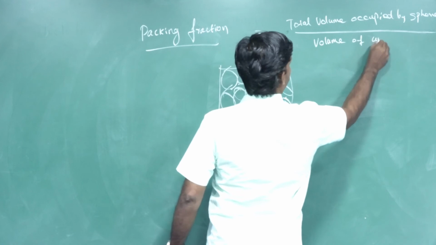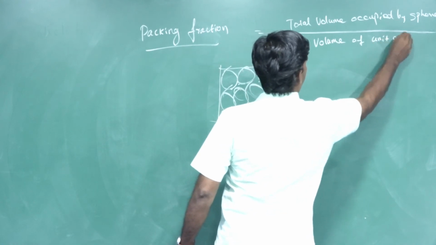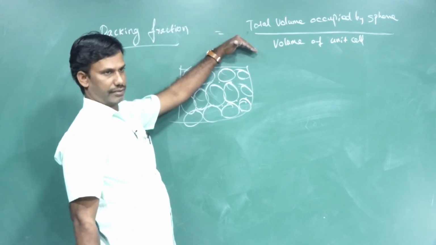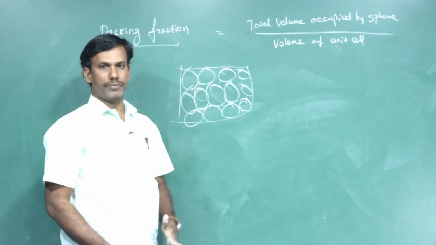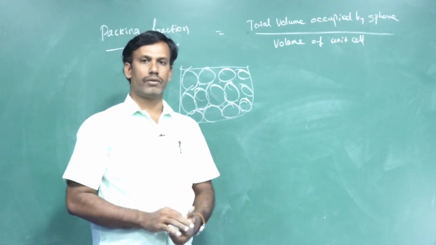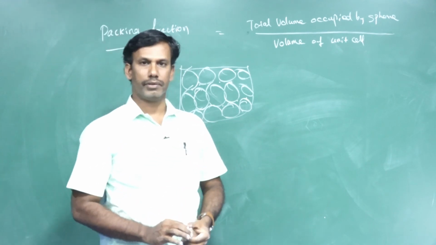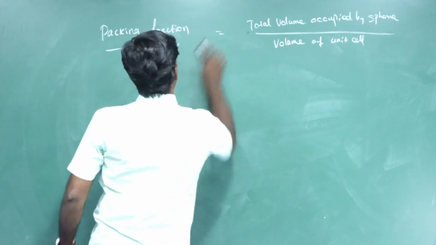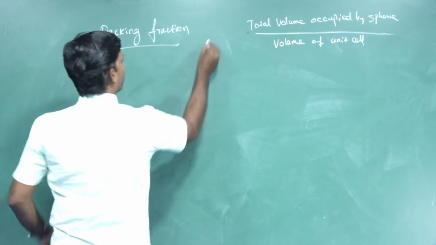Volume of unit cell. Okay, that is a packing fraction. Today we are going to see the packing fraction of the simple cubic arrangement. Packing fraction is the total volume occupied by the sphere divided by the volume of the unit cell.